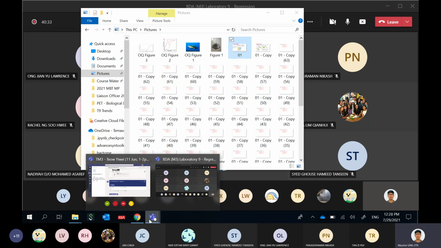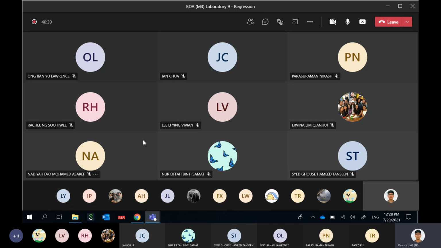Let's see who wants to answer. Rachel? 1A, true or false? False. Why? Why the regression line can be the same? Yeah, it's false, but why? Not sure. Okay, because you see, you add another observation. If the observation happens to be exactly on the best fit line, then it doesn't change. Okay, so that's the reason.